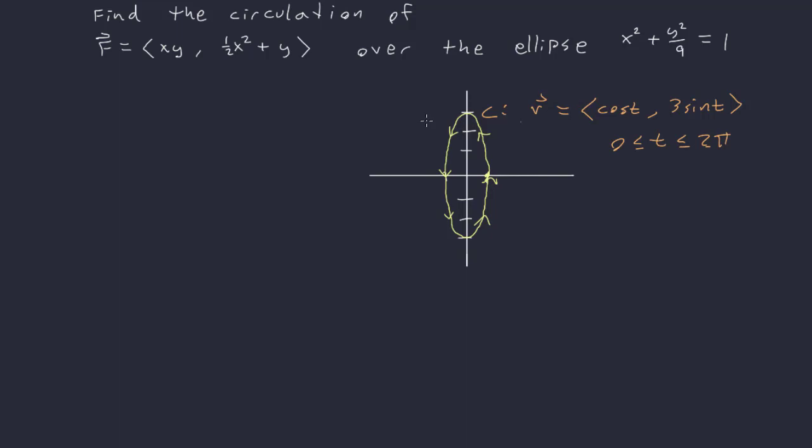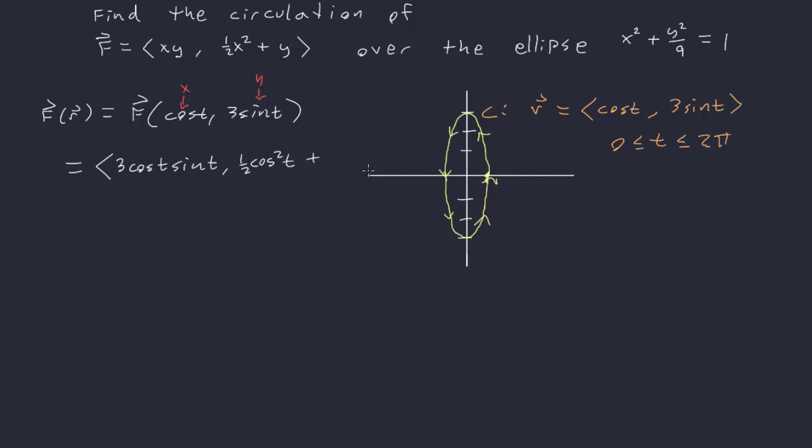So here's our r. Now we need to find f of r. So f of r is going to be f of cosine t, comma 3 sine t. Right? So what that means is we are replacing our x's with cosine t and our y's with 3 sine t. And this is what I mean when I say this is going to be kind of gross, because xy is now going to be 3 cosine t sine t. Okay. Then 1/2 x squared, well, that would be 1/2 cosine squared t, then plus y, which is 3 sine t.